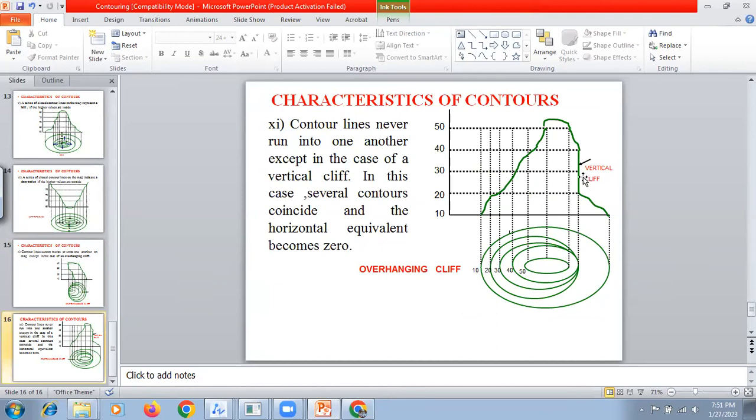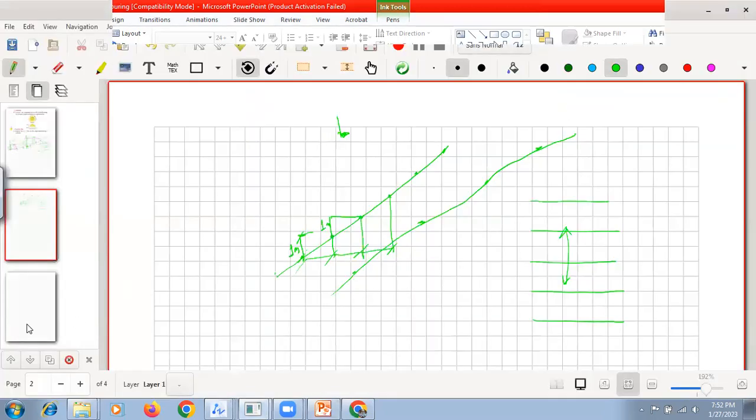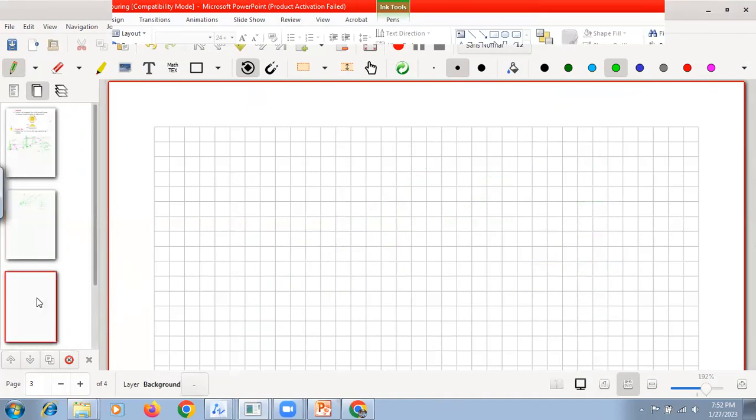Okay, now you understood the pattern of the contour map and how the contour is being drawn, right? Now, what is the significance of this in foundation design? Before that, I will share one example with you so that you will understand the importance.